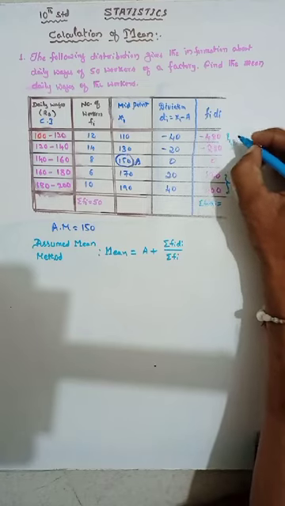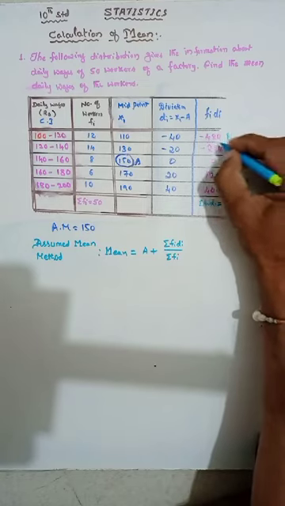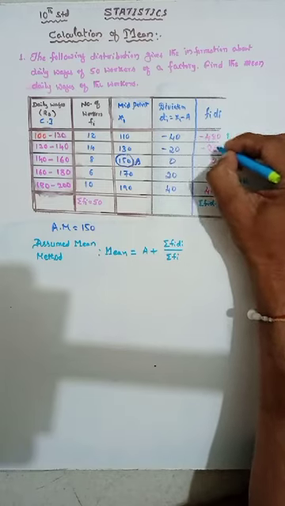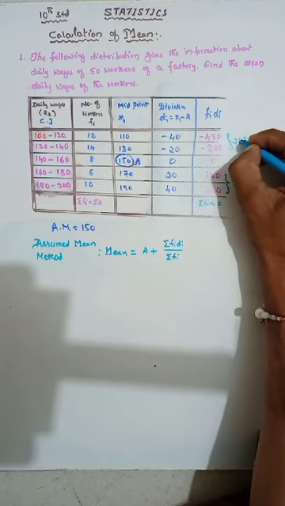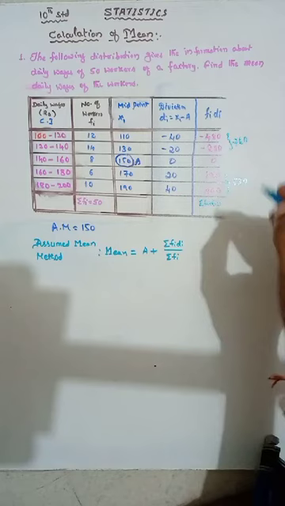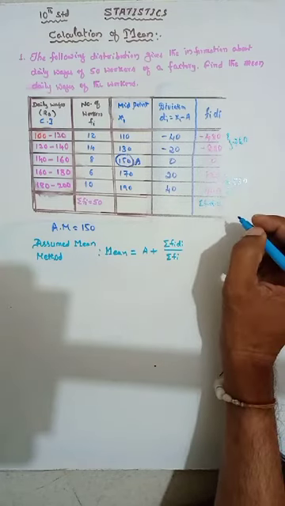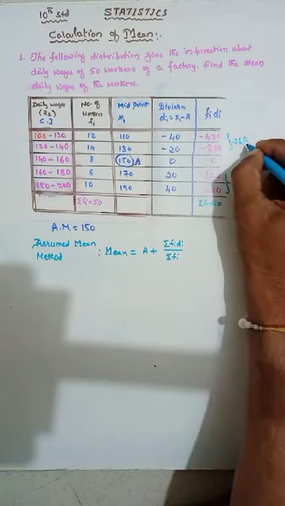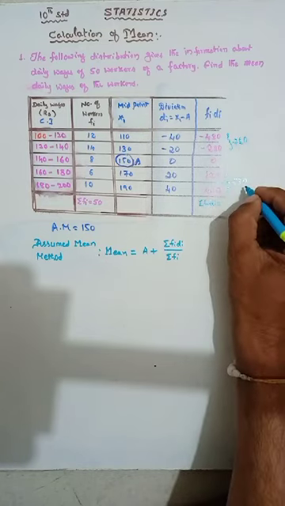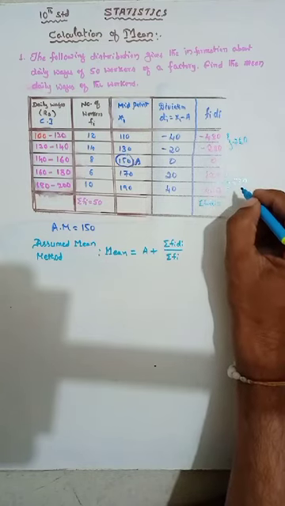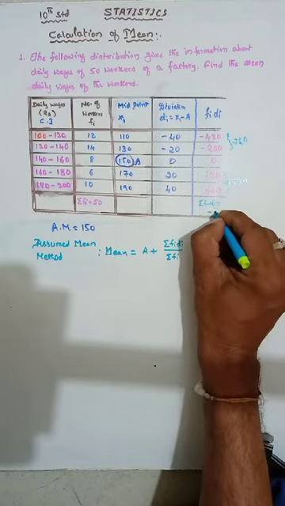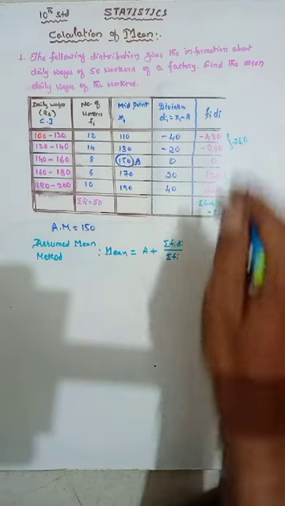The sum of the two negative values is minus 760. Is it not? We take the difference of these two. Minus 760 plus 520 will give minus 240, which is the sum of these products.